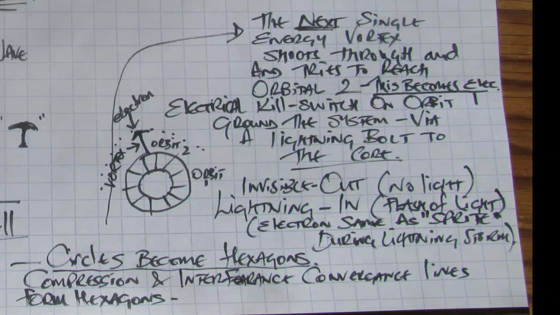What happens next? Okay, now the exciting bit. The next single energy vortex that comes out of the atom shoots through and tries to reach orbital 2, because orbital 1 is full. It shoots out and is now separated from the atom because an electrical kill switch on orbit 1 has just been activated, because the system is full and it must ground the system because there is not enough energy to accelerate to orbital 2. And so there is a lightning bolt back to the core.